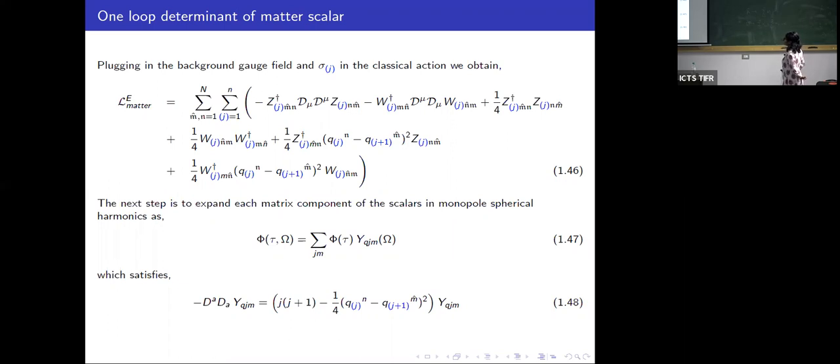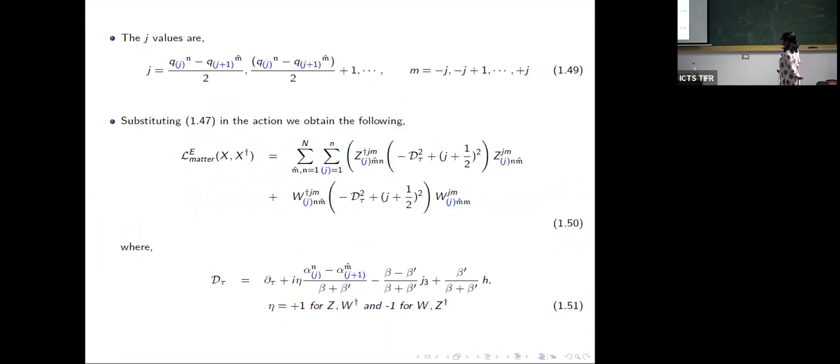And since we are doing a path integral on S2 cross S1, this tau is the Euclidean time and Y_qjm and omega is the coordinate of S2. And Y_qjm satisfies this eigenvalue equation given in equation 48. Now we substitute this expansion. We expand each z and w, z dagger and w dagger as in equation 47 and substitute it back in the action. And we do the omega integration, and after that we do the tau integration to find the determinant of the operator sitting here in equation 50.